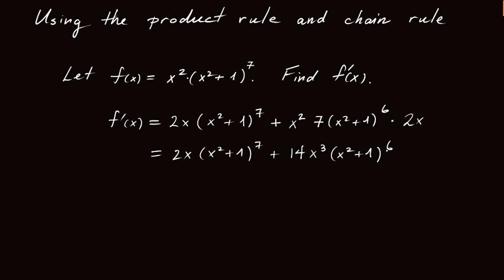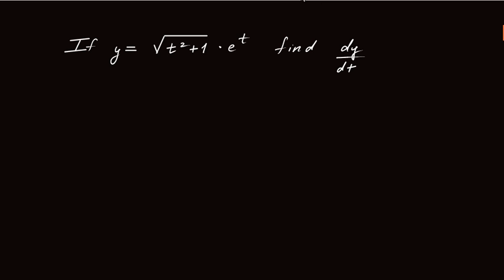Let's look at now another example. In this example, I have y equals the square root of t squared plus 1 times e to the t, and I'm asked to find dy dt. Again, I have a product, but within the first function, I have a composition. The inside function is t squared plus 1, the second function is the square root.